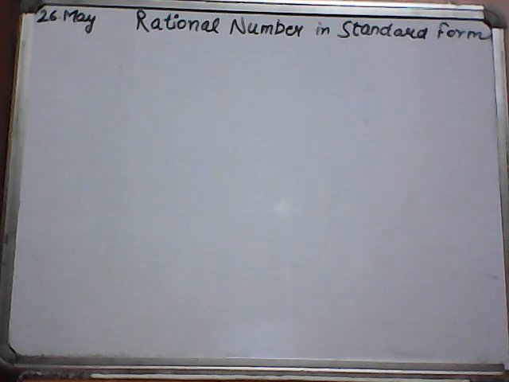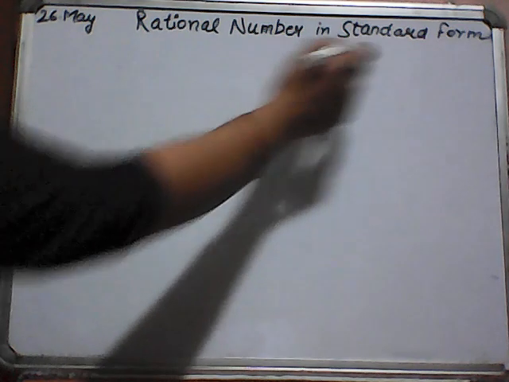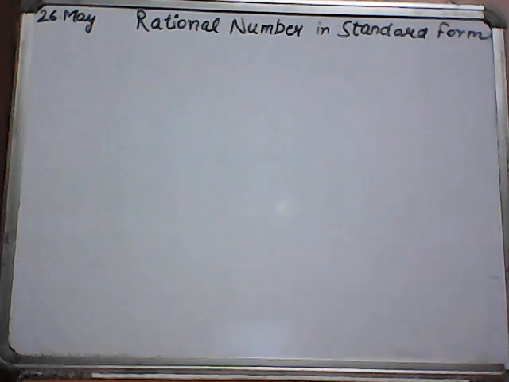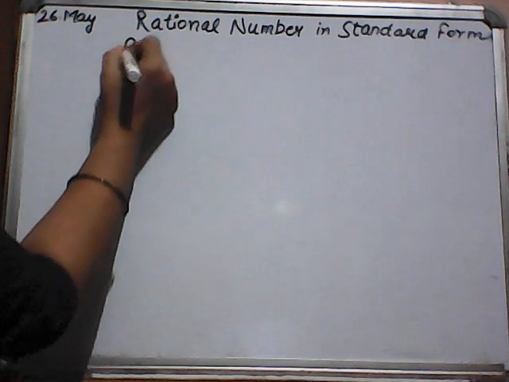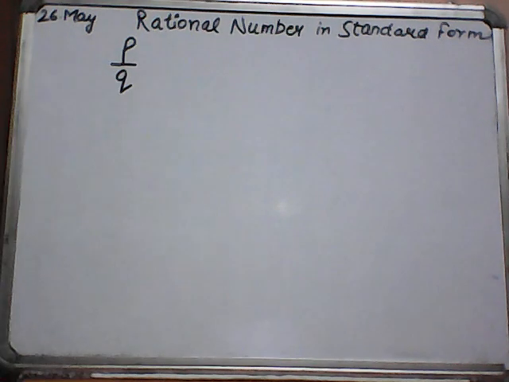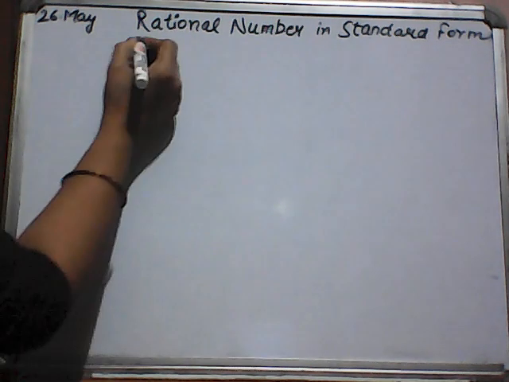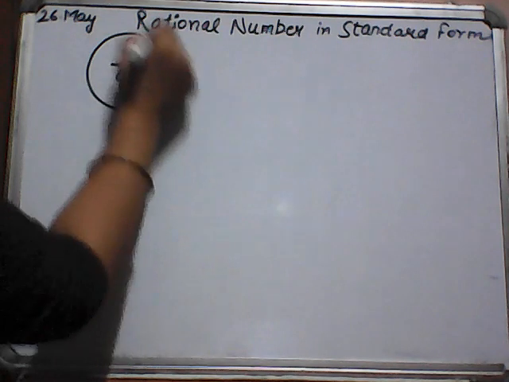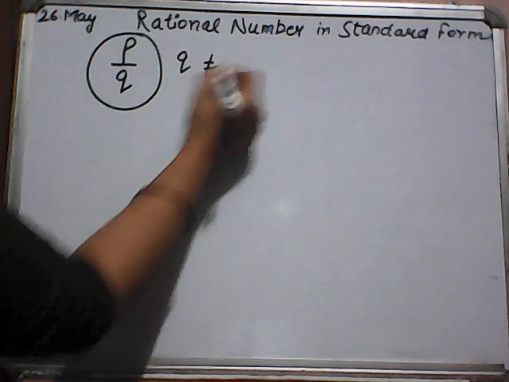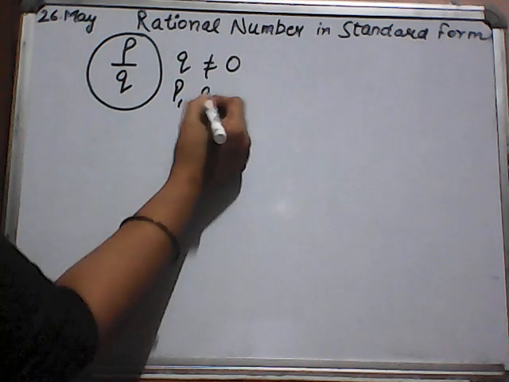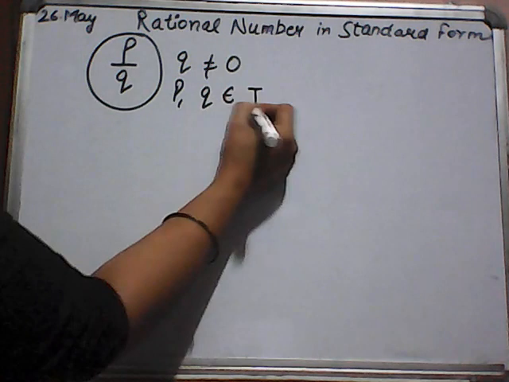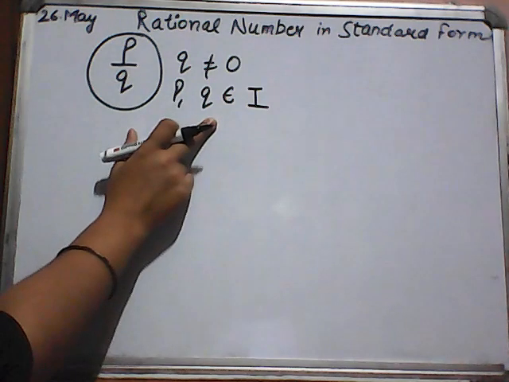Good morning, students. Let's continue our chapter 9, rational numbers. Today's topic is rational number in standard form. A rational number P upon Q is said to be in rational number form if Q should not be equal to 0 and P and Q belong to the set of integers. It is the definition of rational number.